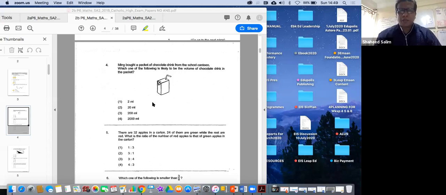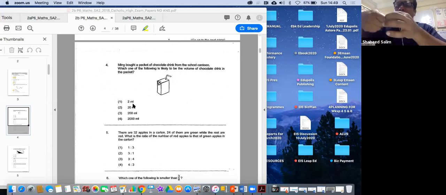Okay, now we look at the question. Thank you. This drink cannot be 20 ml. 20 ml is a small cup you drink. You'll be complaining, teachers, there's so little. That's medicine. You take medicine, 1 spoon, 10 ml, 15 ml. Normally 1 spoon is 5 ml.